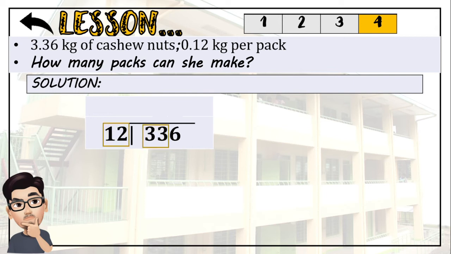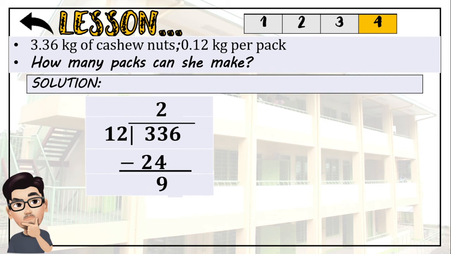So, we will do 33 divided by 12 muna. Since the divisor has two digits, so we will take 2 digits muna dun sa dividend. Then, 12 divided by 3 is 2. 2 times 12 is 24. Then we subtract 33 minus 24, that will be 9. Then we bring down 6.